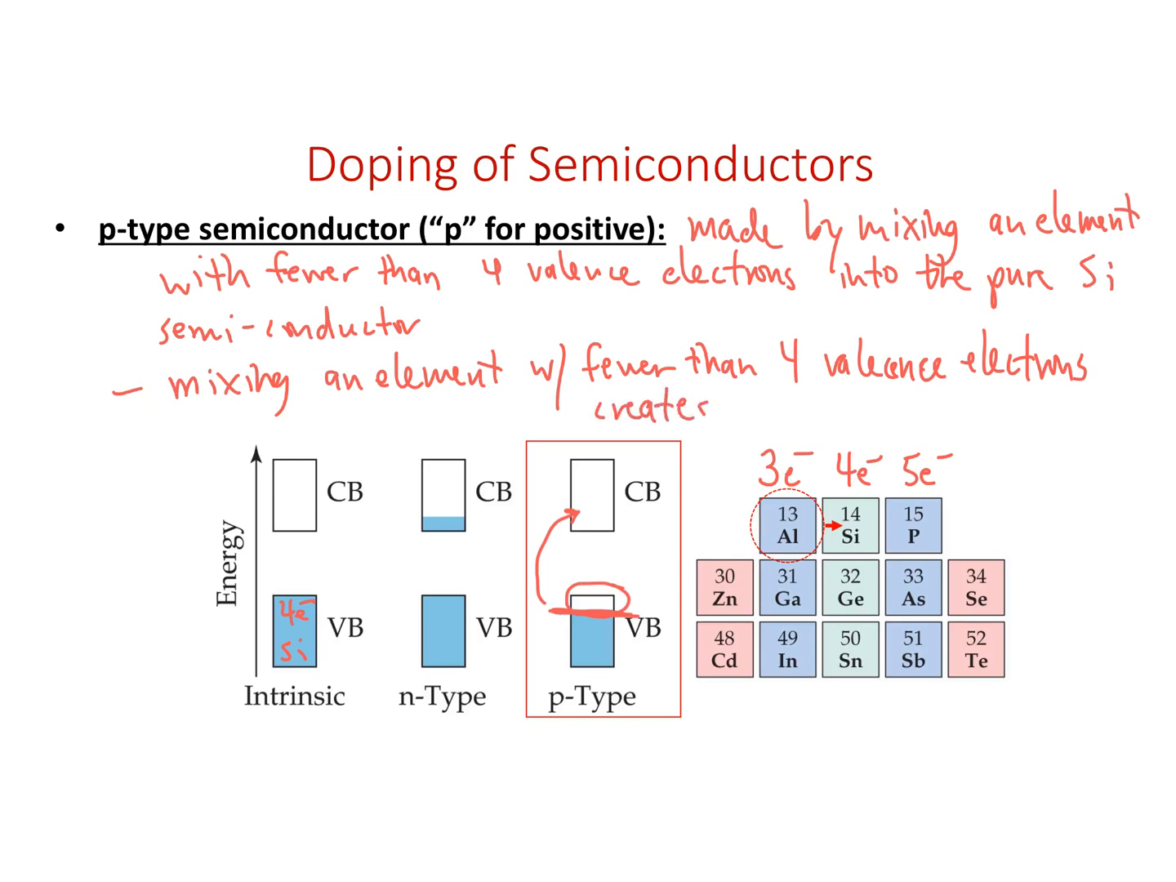Doping creates openings. It creates electron holes, spaces for electrons to go. And it changes the band gap. So N-type, we have extra negatively charged electrons. P-type, we're missing a few negatively charged electrons. We're a positive semiconductor.